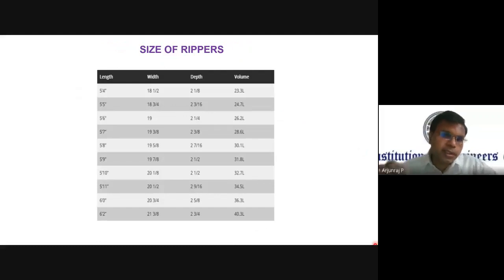And again, you have different sizes of rippers. Here you have different widths, different depths, different volumes and different lengths, and accordingly you can select the size of the ripper. If you have a higher length, you also have a higher width, higher depth, and the volume is also going to be higher. According to that, you can select which one is more suited for your application.